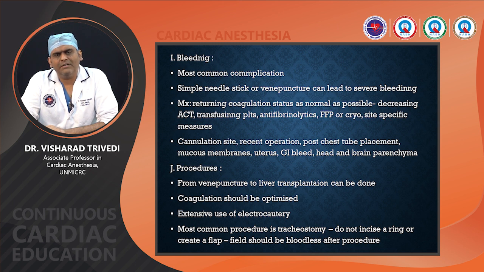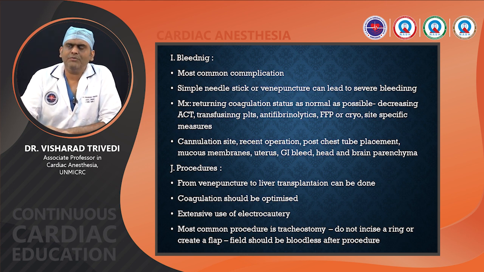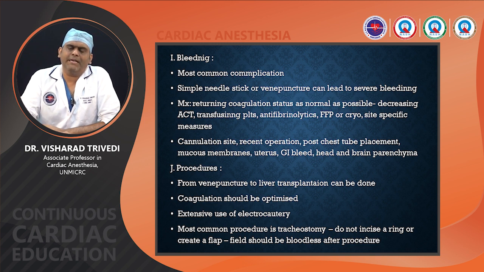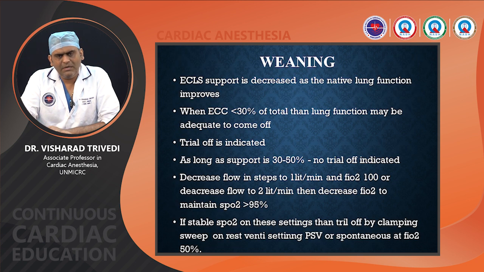So, but you can choose, you can do whatever you want on Veno Venous ECMO, right from the vena puncture side to liver transplantation. Coagulation should be optimized at that particular time, and use of electrocautery is of utmost importance to prevent bleeding post procedure as well. So if you try to do a tracheostomy on Veno Venous ECMO, do not incise a tracheal ring or create a flap. The field should be bloodless once you do a tracheostomy.